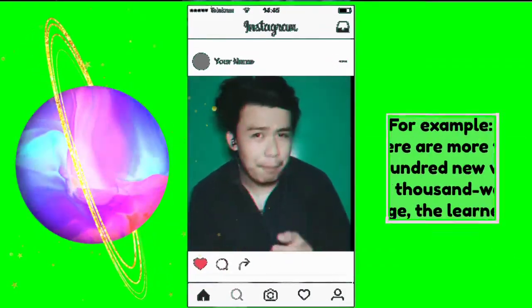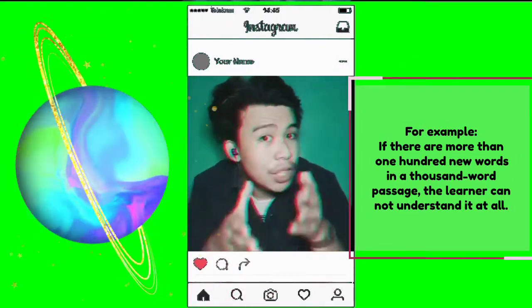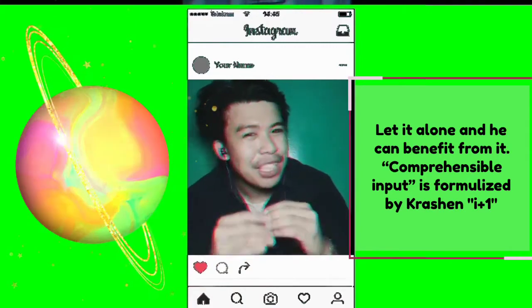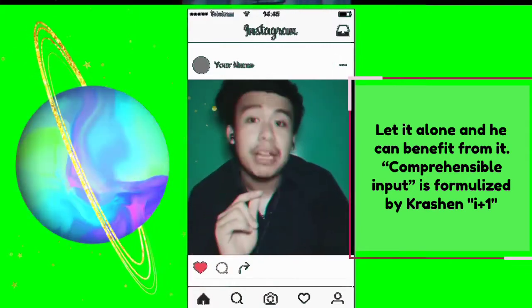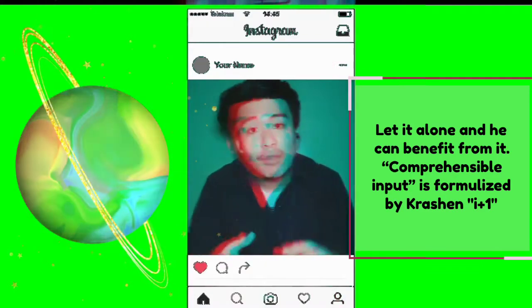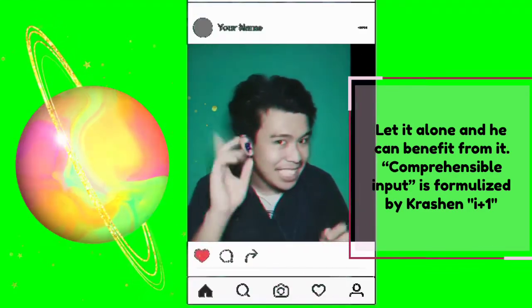Let's say, for example, if there are more than 100 new words in a 1,000-word passage, the learner cannot understand it at all, let alone benefit from it. Comprehensible input is formalized by Krashen as the learner's current level of a second language plus the next stage of language acquisition. Did you get it?